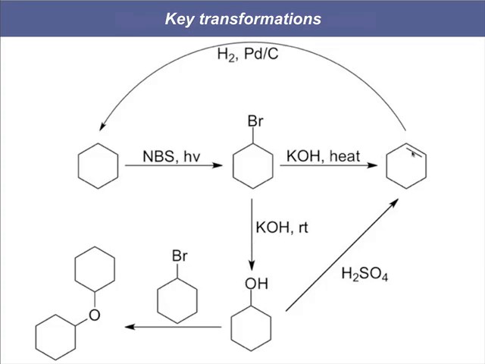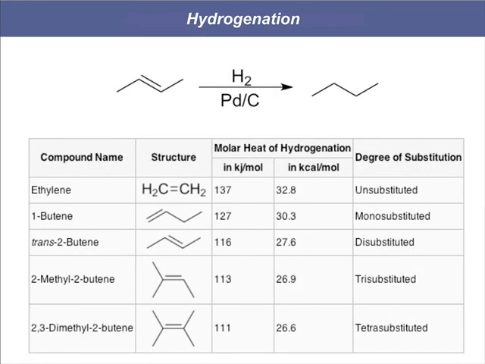So here's our elimination product. It's the alkene. Remember that we could hydrogenate the alkene. H2 and platinum, or H2 and palladium on carbon, will hydrogenate the alkene and turn it into the alkane. We saw that in our hydrogenation slide right here. Alkene, H2 palladium on carbon makes the alkane.